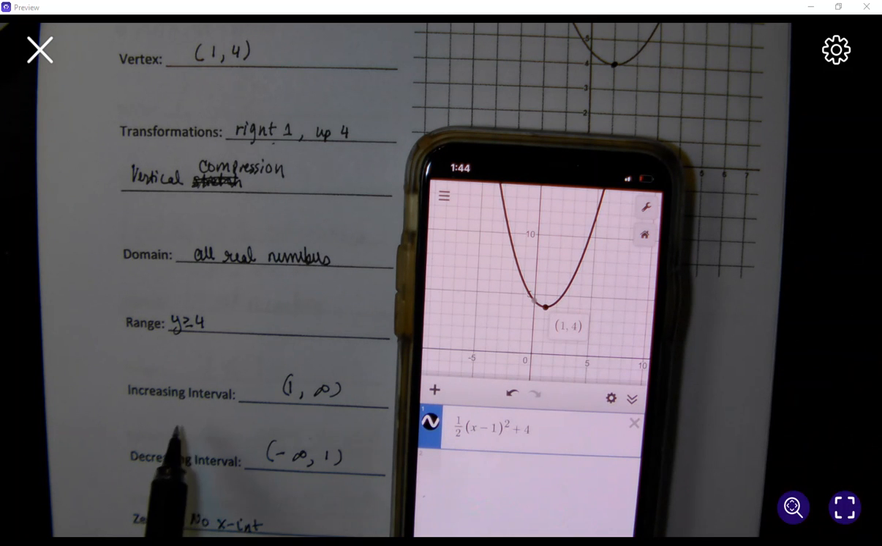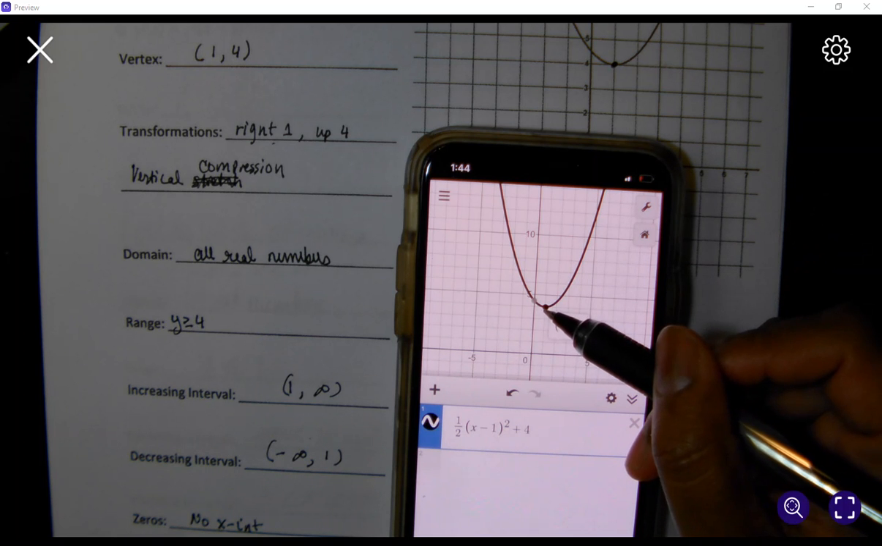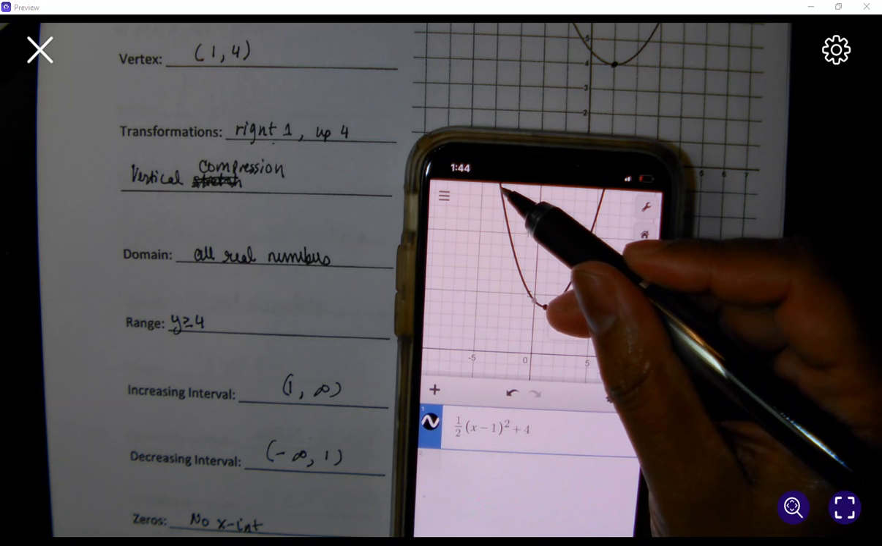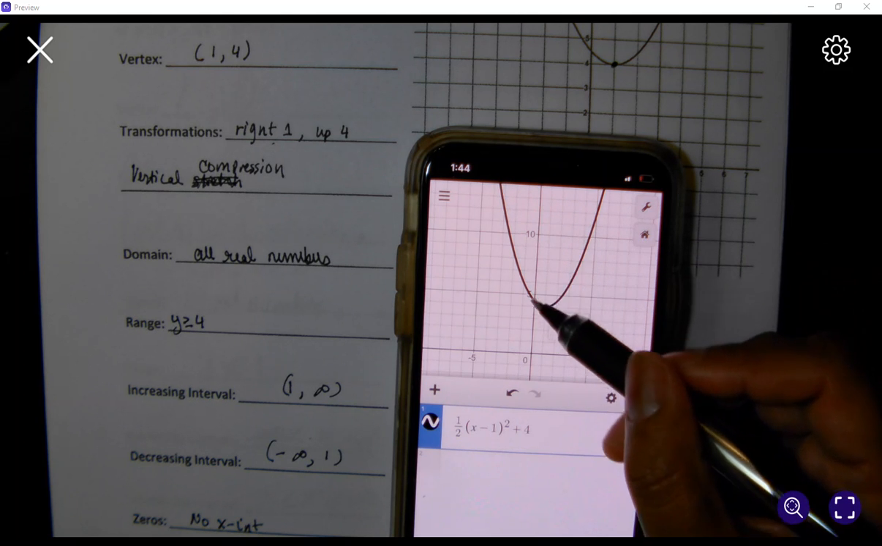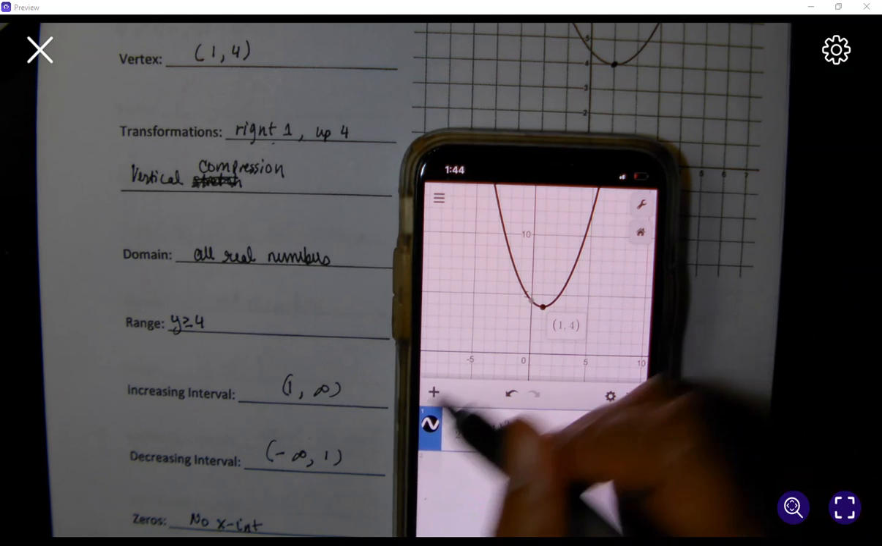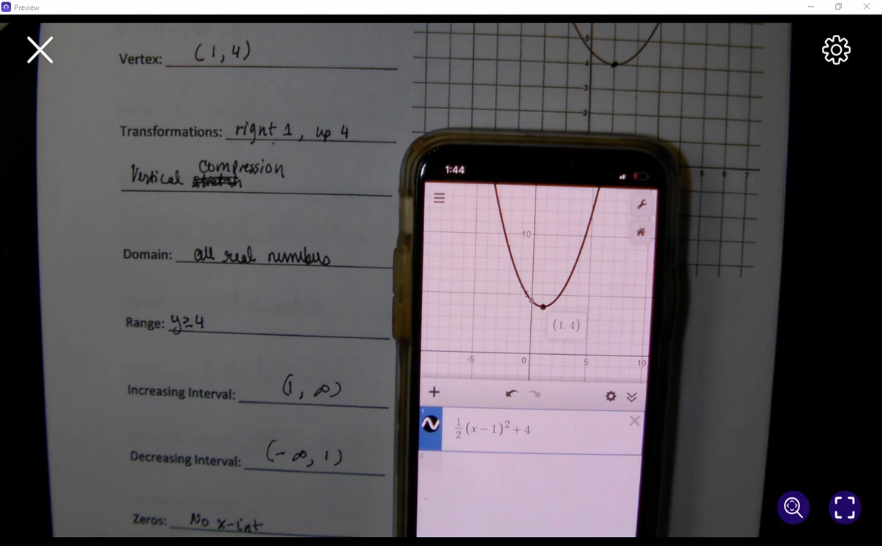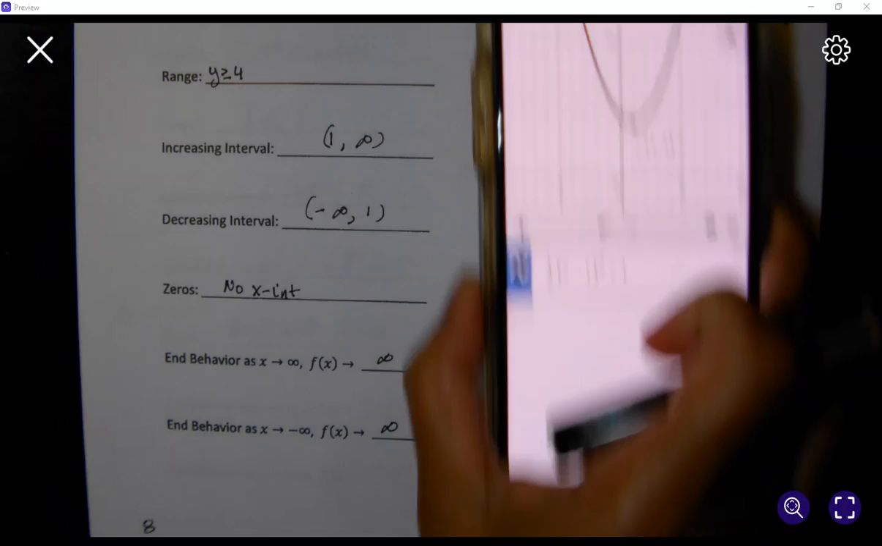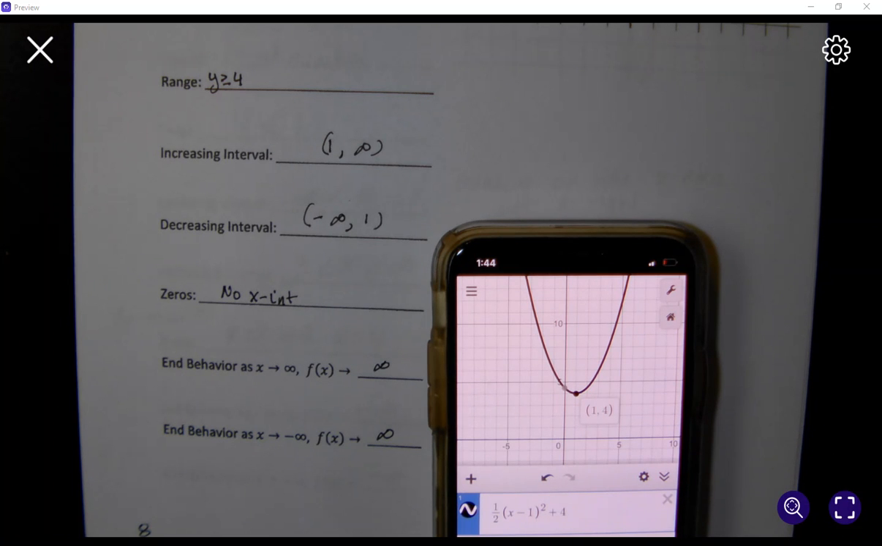Now my increasing interval: where is my function going up? It's going up here. You might think it's going up here too, but if you go from left to right, it's going down and then going up. So from negative infinity to 1, it's decreasing, and then from 1 to positive infinity, it's increasing. There are no x-intercepts, so no real zeros. And then the end behavior is positive, positive, because they both are going up.